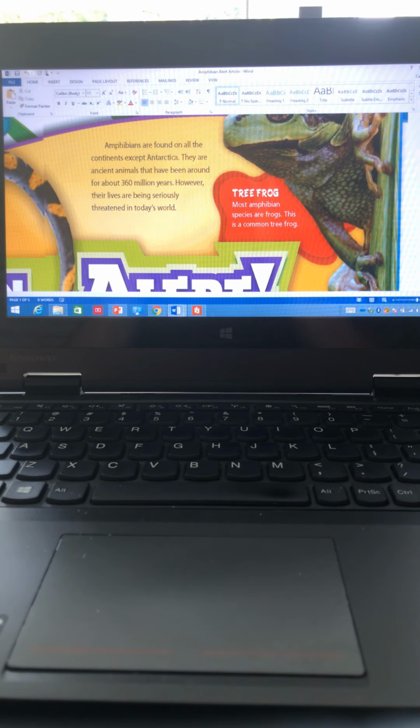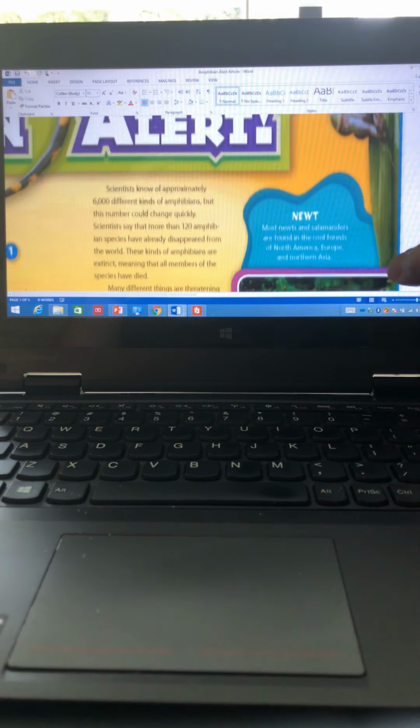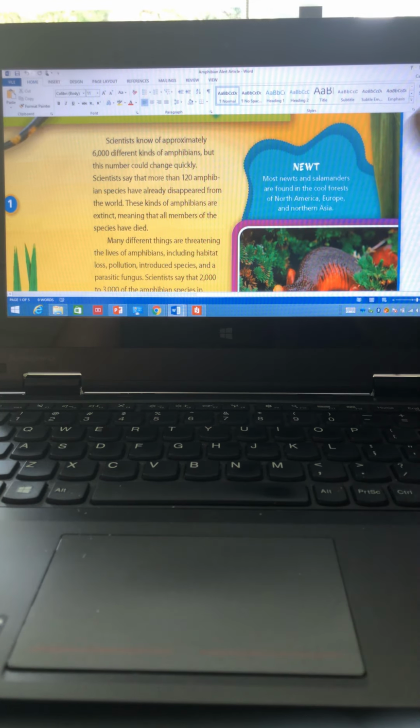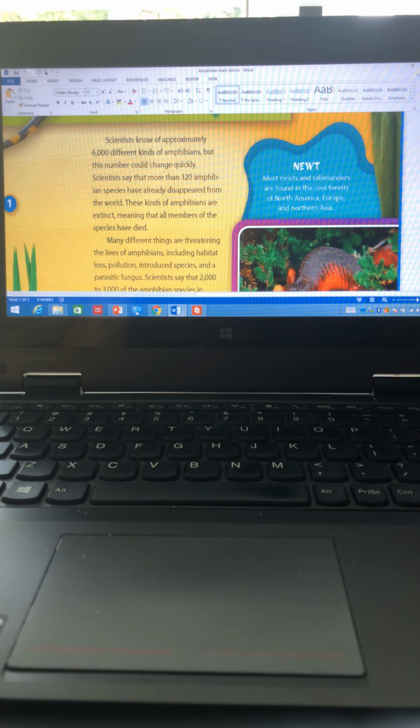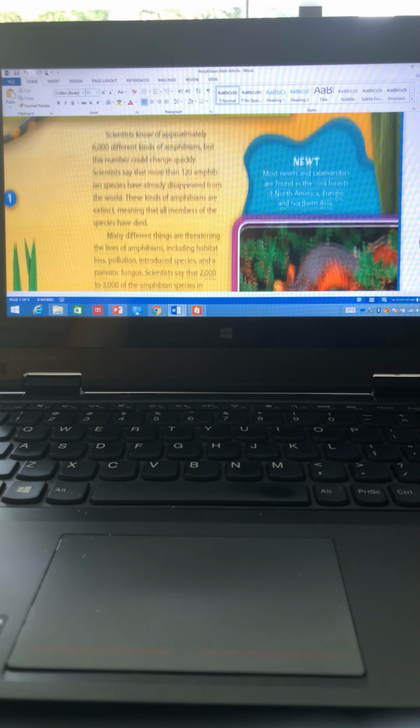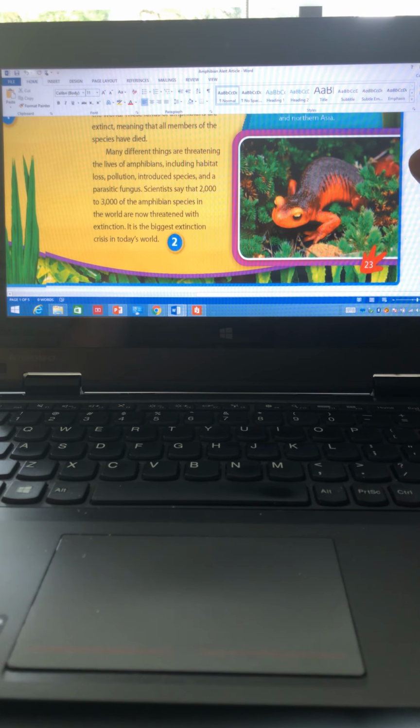In the caption beside the frog, tree frog. Most amphibian species are frogs. This is a common tree frog. Looking at the caption, newt. Most newts and salamanders are found in the cool forests of North America, Europe, and Northern Asia. And we see the newt right there.